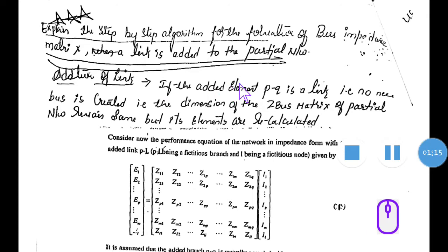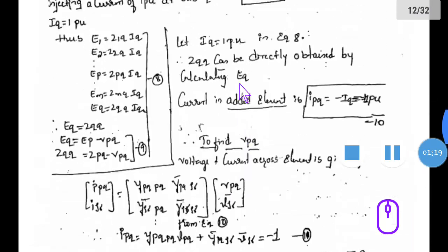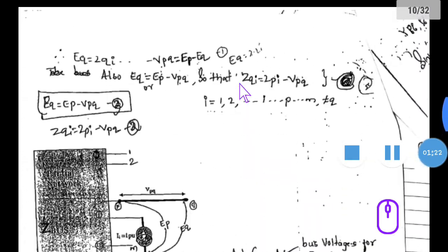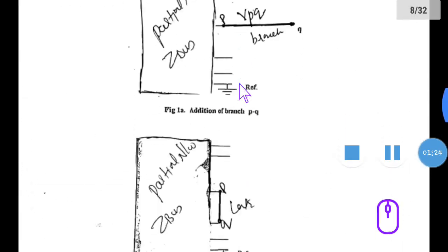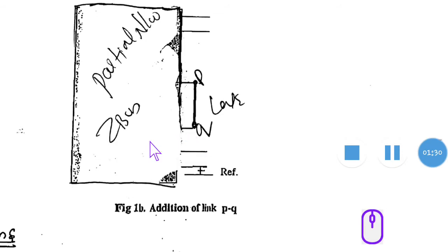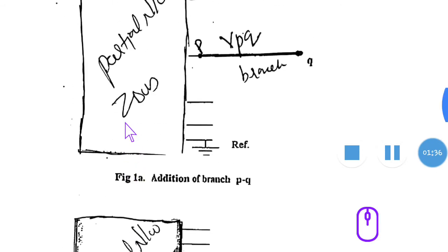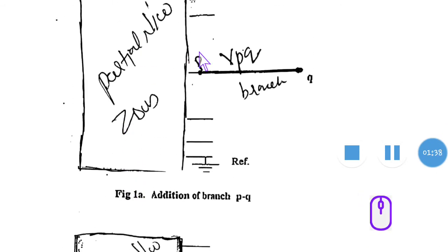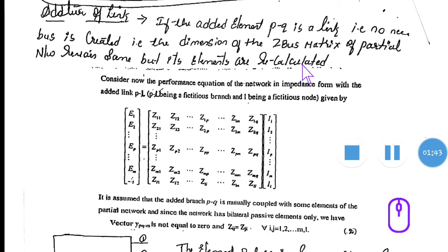We are adding here P and Q as a link. Just consider this diagram as what I told in the starting classes. See, this is a link. So P and Q is a link, which belongs to the partial network. Both P node and Q node belong to the partial network, whereas for a branch, P belongs to the partial network and Q will be outside. With this, let us start this derivation of addition of link.